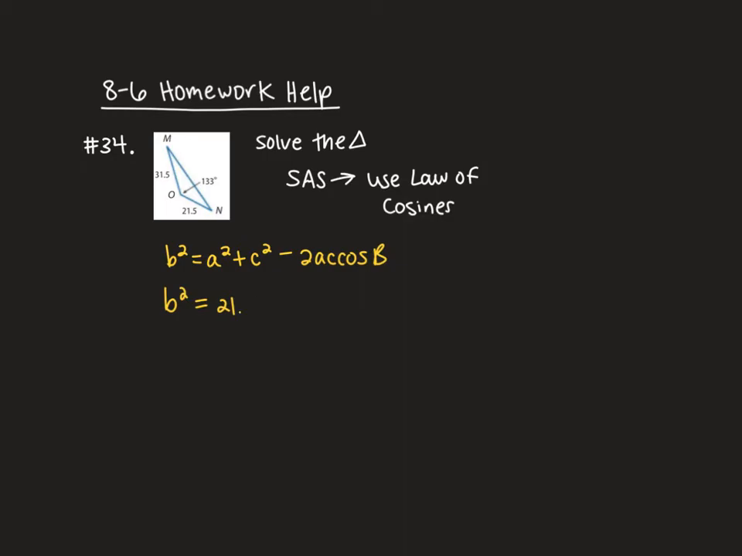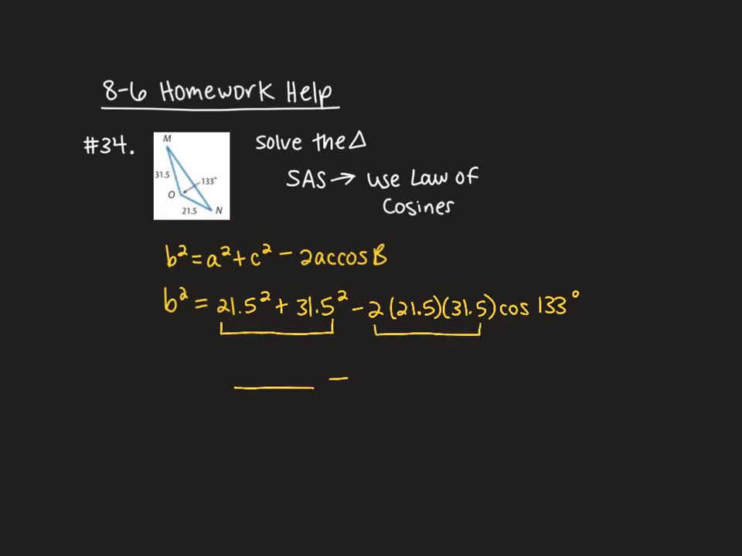So 21.5 squared, that's M, plus N, 31.5 squared, minus twice M times N, so twice 21.5 times 31.5 times the cosine of 133 degrees. And then we just need to solve that. So what you can do is plug all of that into your calculator at once, get that value, minus, you can plug the 2 times 21.5 times 31.5 in your calculator all at once, get that, and then don't multiply it by the cosine of 133 yet, equals b squared.